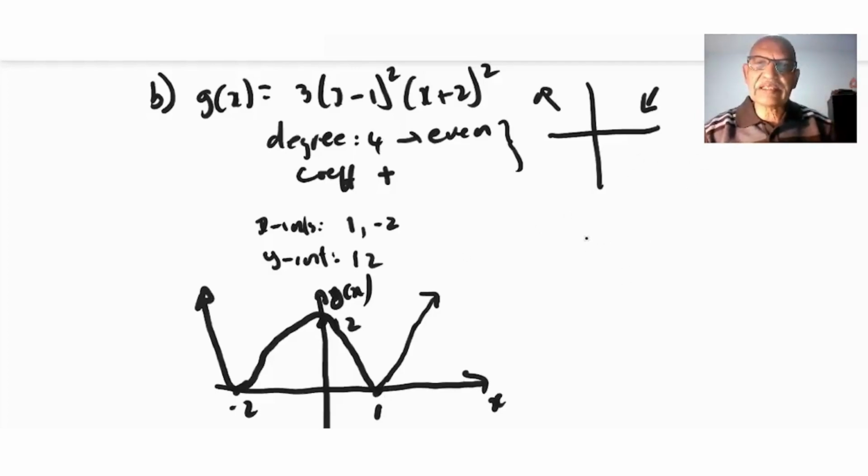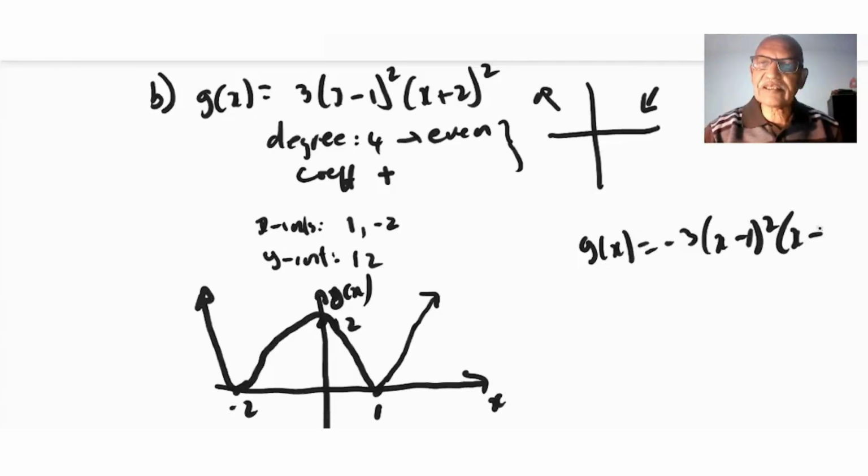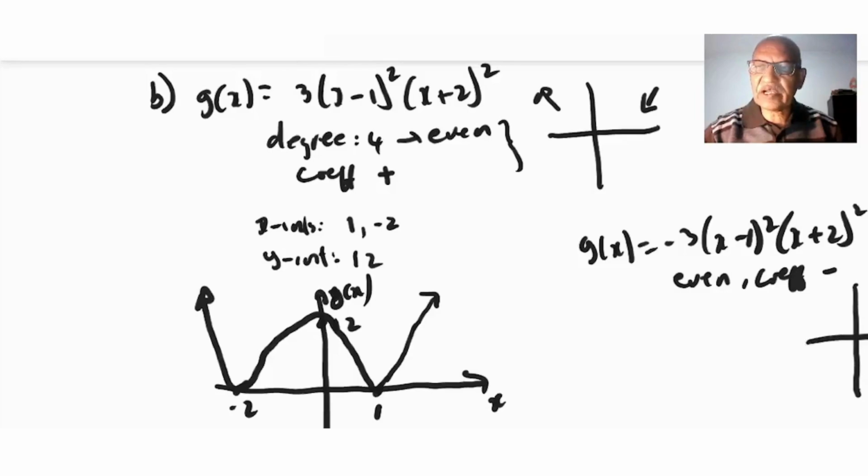If this was g(x) equal to minus 3 times (x minus 1) squared times (x plus 2) squared, the x-intercepts are the same, so the degree is even and the coefficient is negative. If the degree is even and the coefficient is negative, it is the other way around. It starts from here, it ends up here. It's upside down.